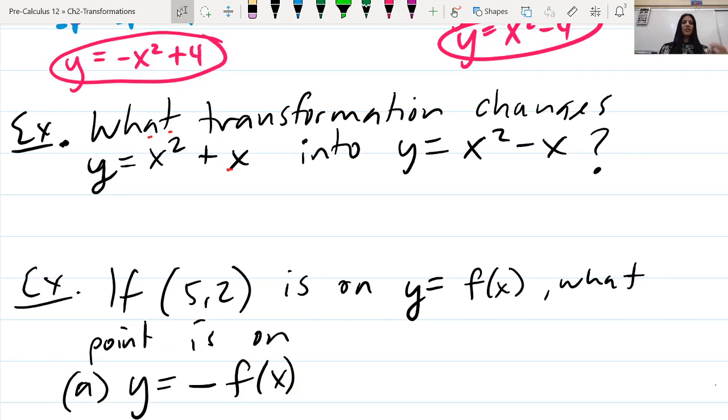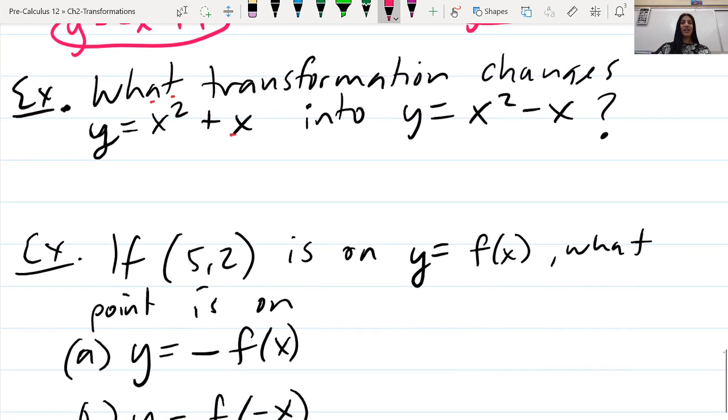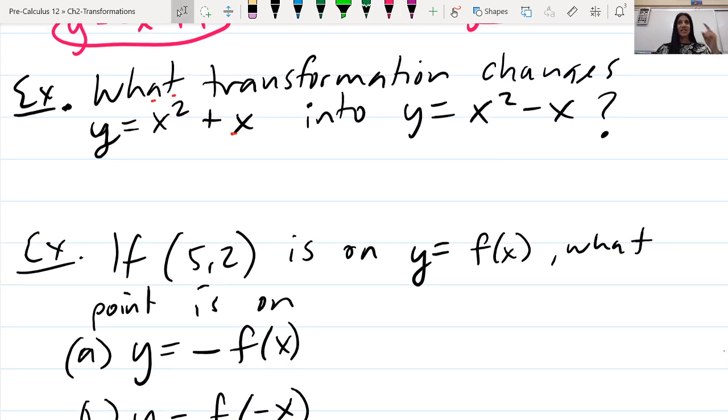Next one, what transformation changes y equals x squared plus x into y equals x squared minus x? If you get something like a multiple choice question like this, it will make your head spin, and you've got to know your stuff well in order to think your way through this. So you have two options here. Either a negative y could accomplish that, or a negative x could accomplish that. And you've got to think of how you would know that.